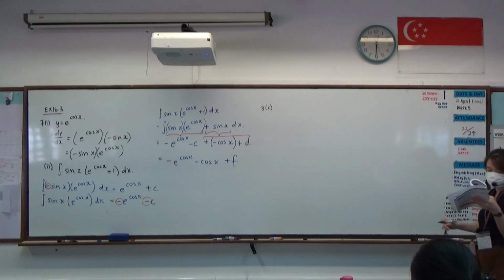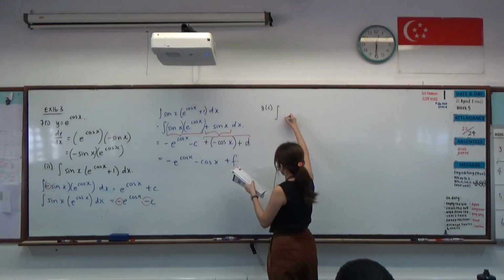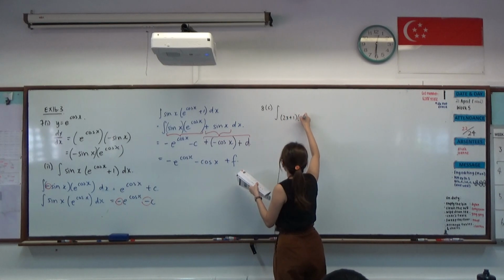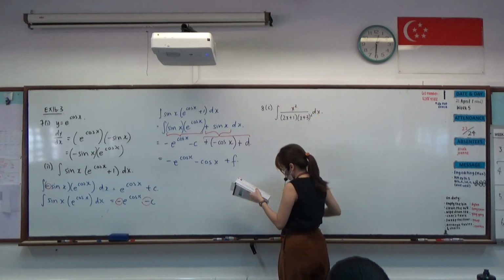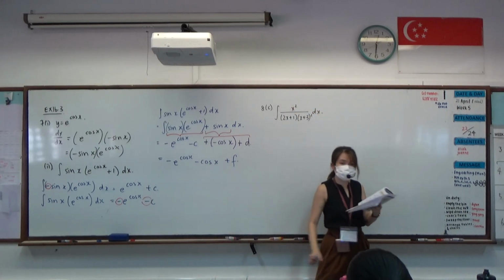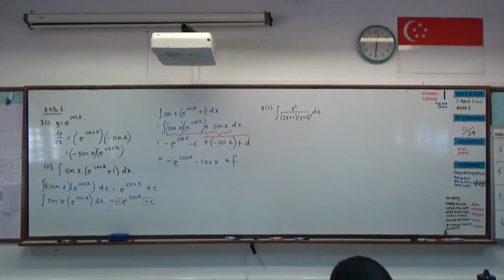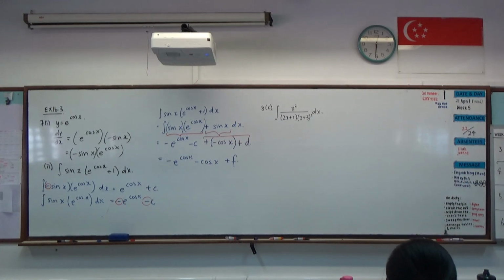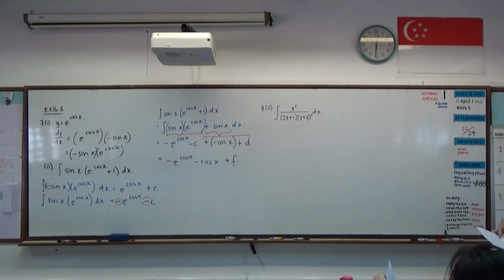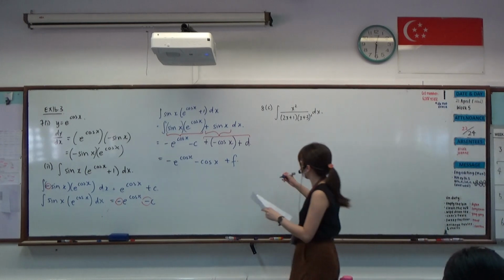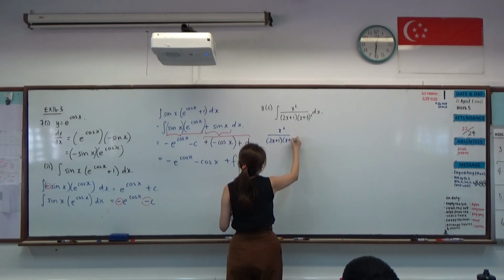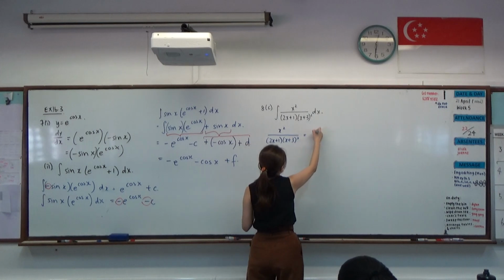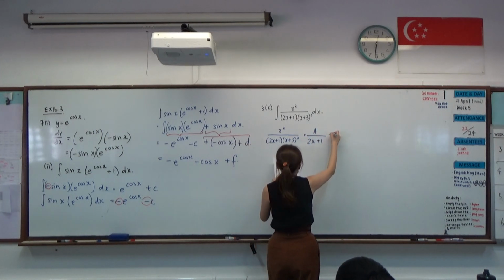Now for question 8c, we want to be integrating this. What are we supposed to do first? Are you able to start off doing this question? Let's see. So what should we do first? Partial fractions, right? So take out that fraction without the integration. Our partial fraction should be of this form.